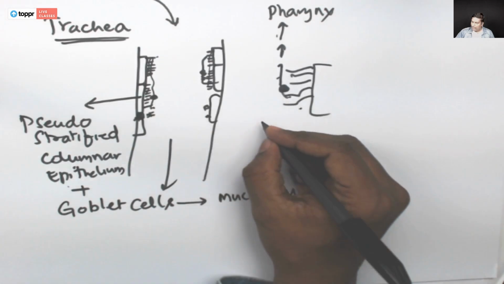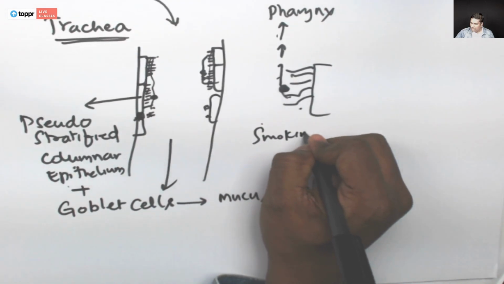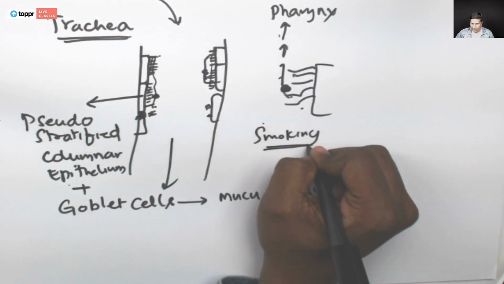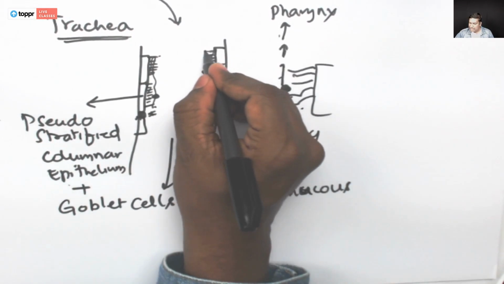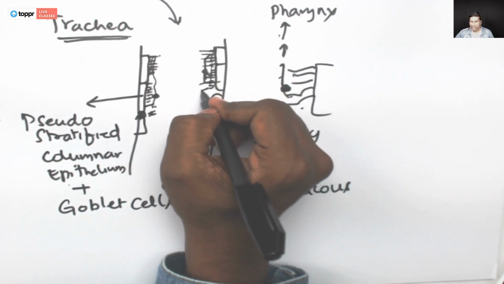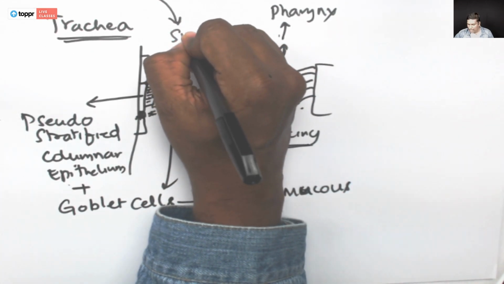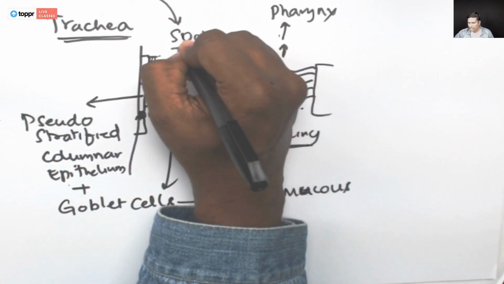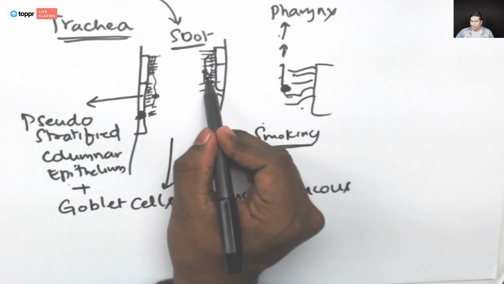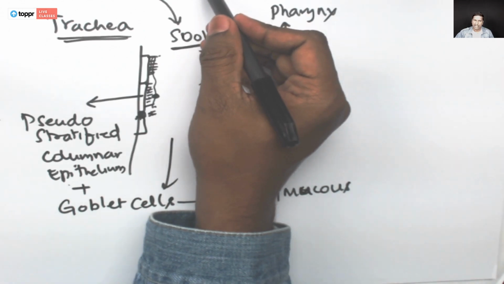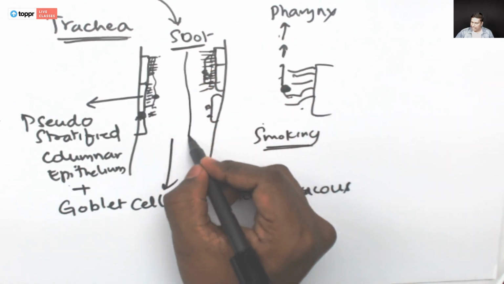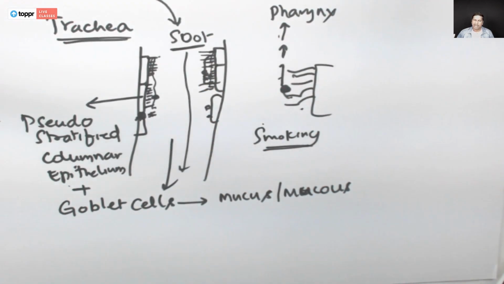And what happens in people who smoke is that these cilia will be destroyed. Those cilia will be gone. So all the soot, the smoke particles, is no longer trapped here. It is not being pushed away. So what will happen? The soot will directly enter the lungs. It gets deposited in your lungs.